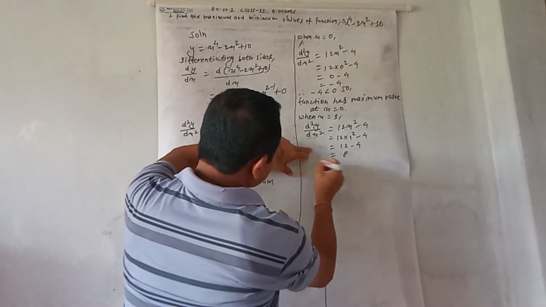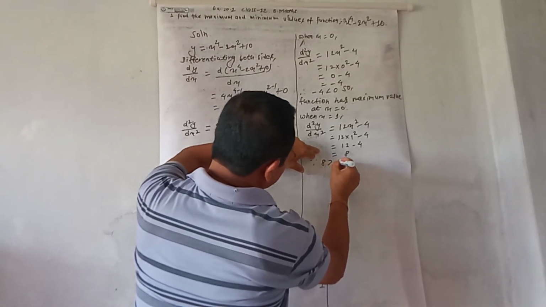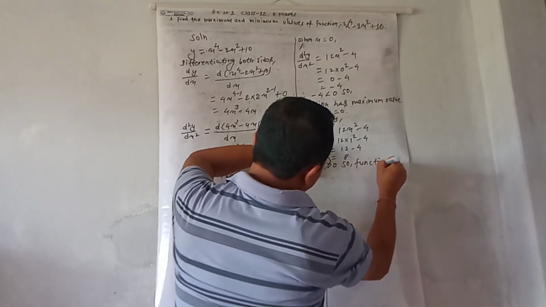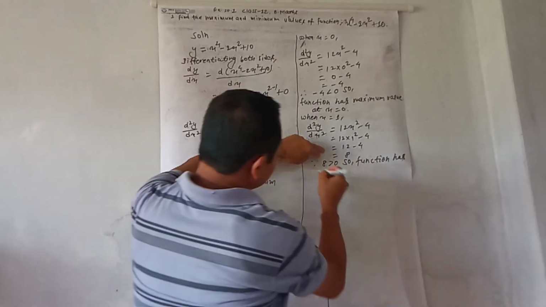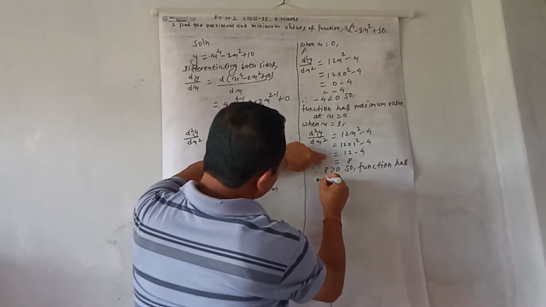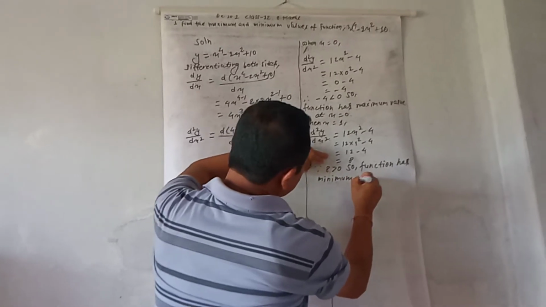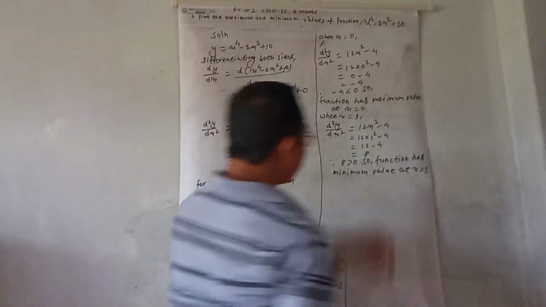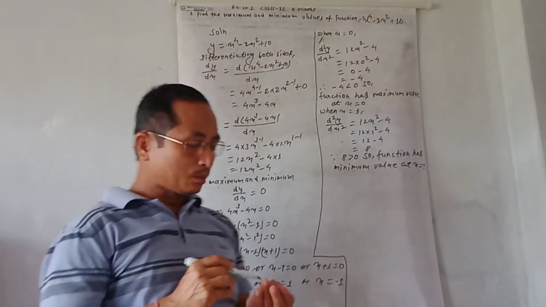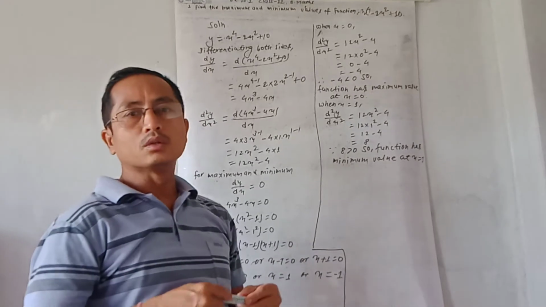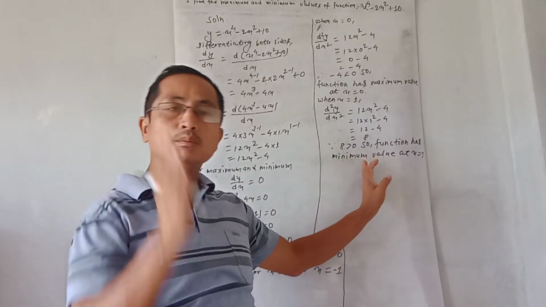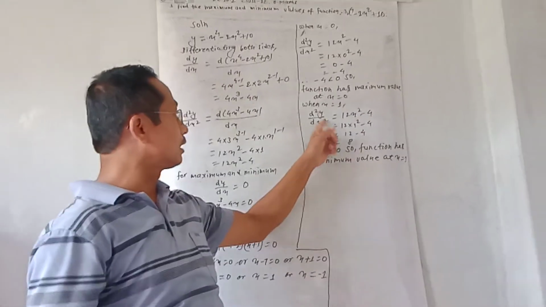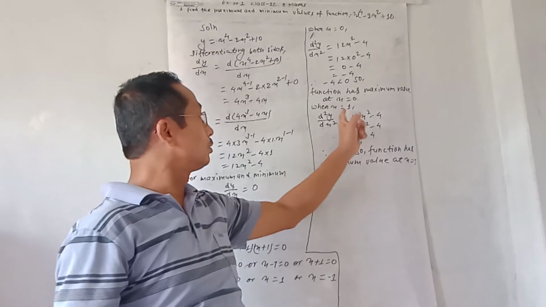Since 8 is greater than 0, the function has a minimum value at x equal to 1. I have told you, when the value of the second derivative is greater than 0, the function has a minimum value. That's why here 8 is greater than 0, meaning the value of the second derivative is 8 when x is equal to 1.